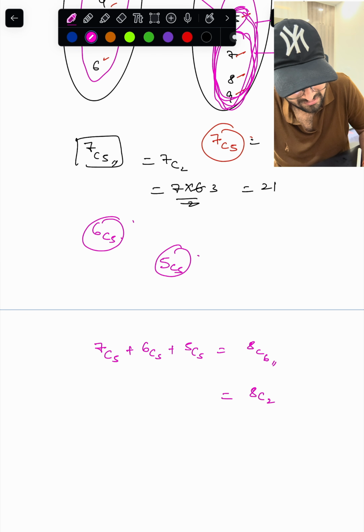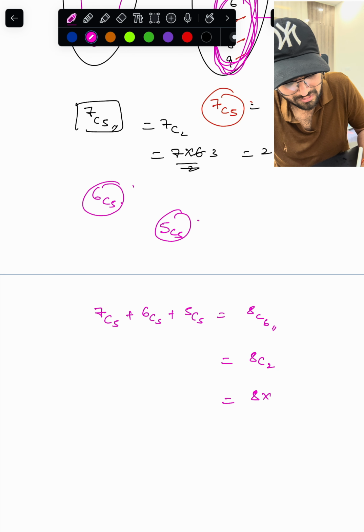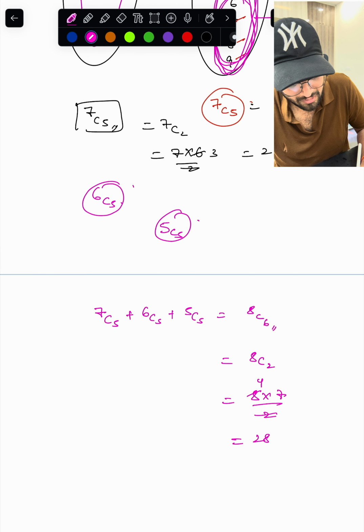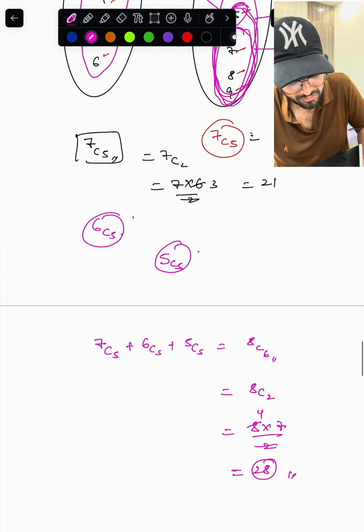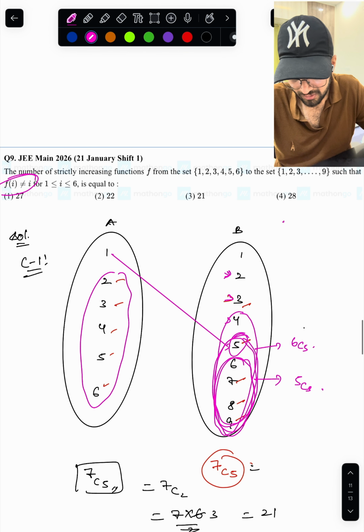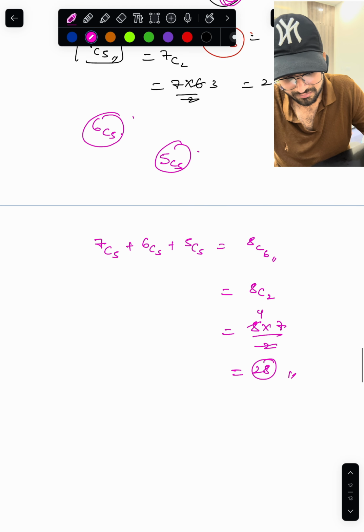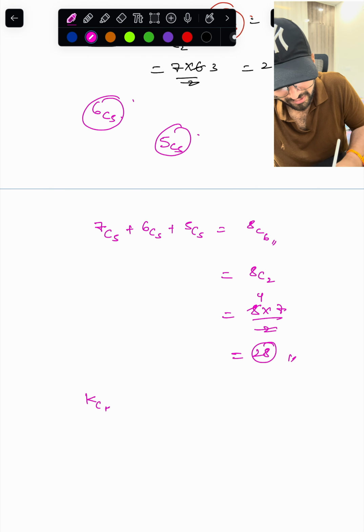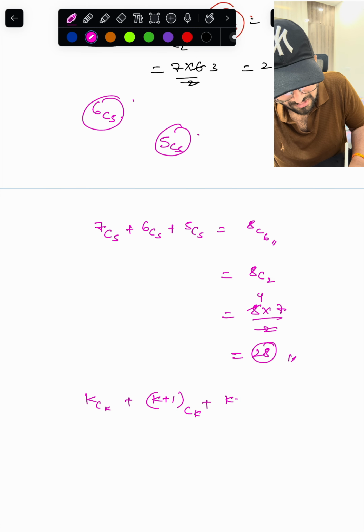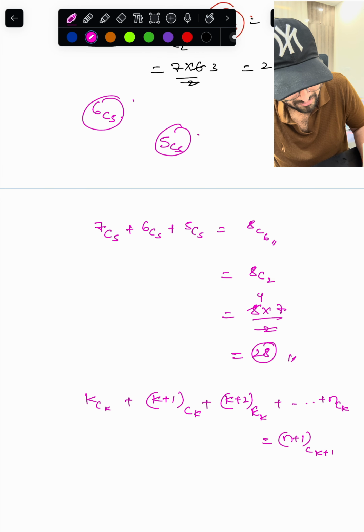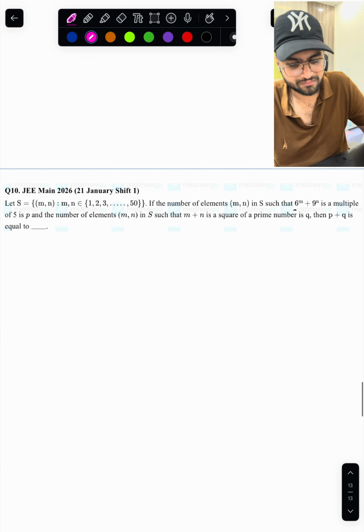I can write 8C6 as 8C2, that is 8 into 7 by 2, which is 28. So a total of 28 strictly increasing functions can be formed. The formula I used here is KCK plus K plus 1 CK plus K plus 2 CK plus and so on, plus NCK is N plus 1 CK plus 1. So memorize this formula, right?